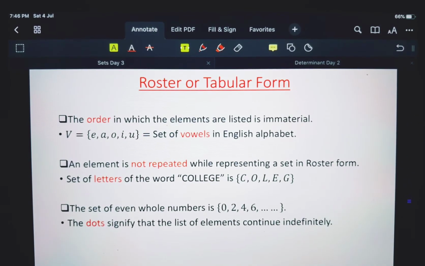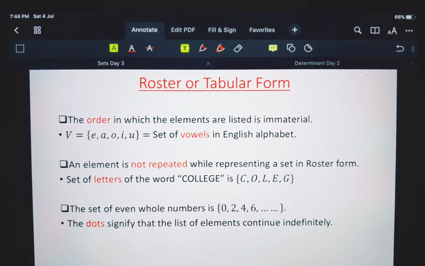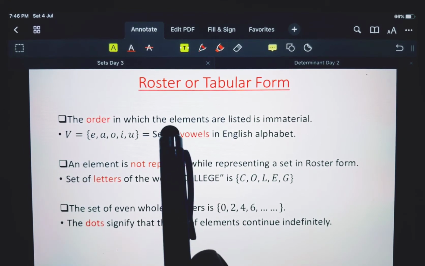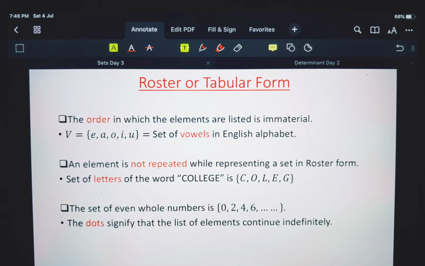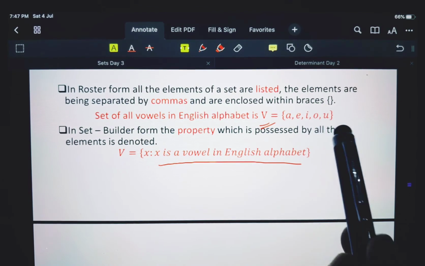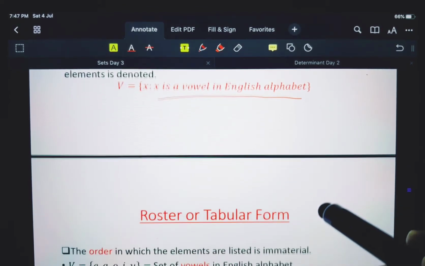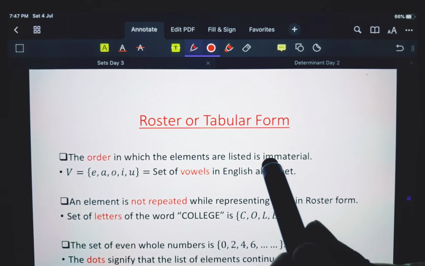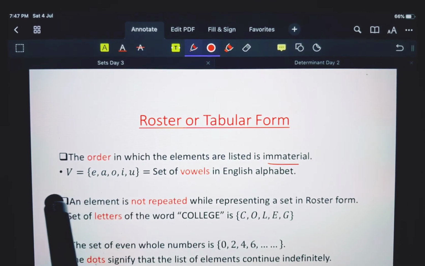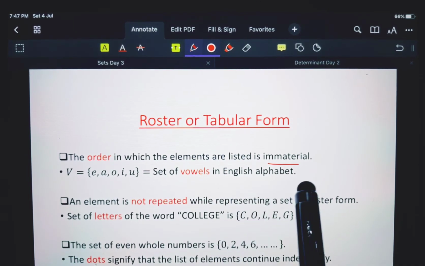Now the next slide says, what is a roster form? We already know what a roster form is, but there are certain conditions which roster form must follow. The first thing: the order in which the elements are listed is immaterial. What do you mean by that? Here I have written the set of vowels as A, E, I, O, U, right? The order is immaterial. The meaning is that if I write E, A, O, I, U, it is the same set. So the order in which we write the elements does not matter. Clear? So this is also the set of vowels in English alphabet.